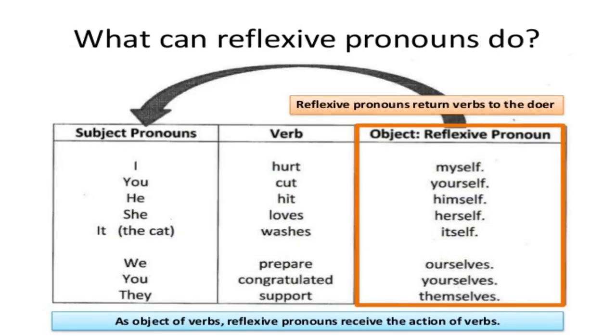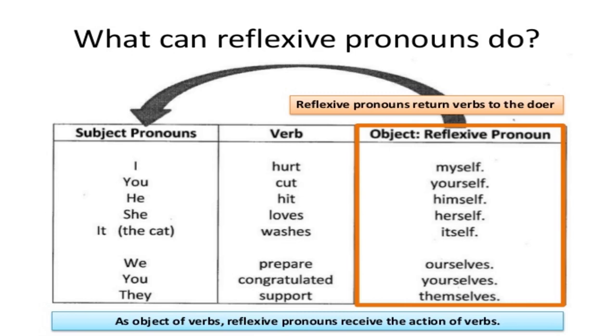Here I will give a clue. Reflexive pronouns return verbs to the doer. Now let's see with examples. I hurt myself. What is the verb here? Hurt. And the reflexive pronoun is myself. What did I do to myself? I hurt myself.